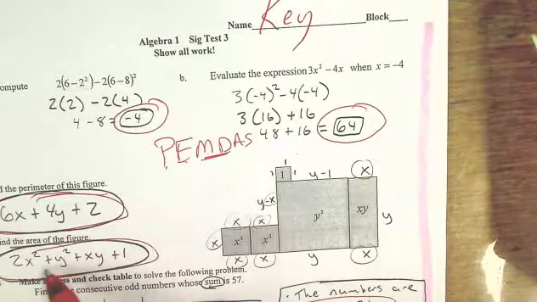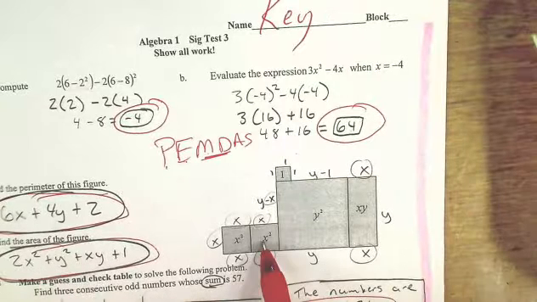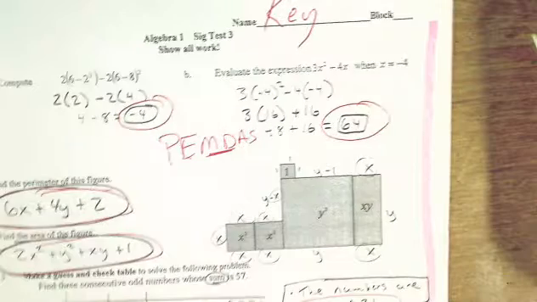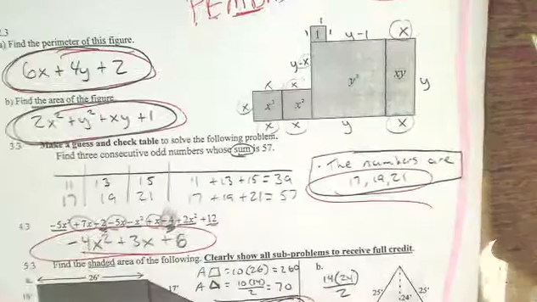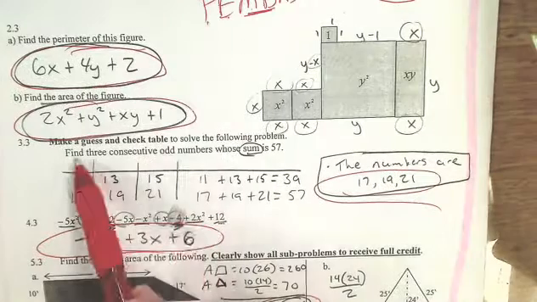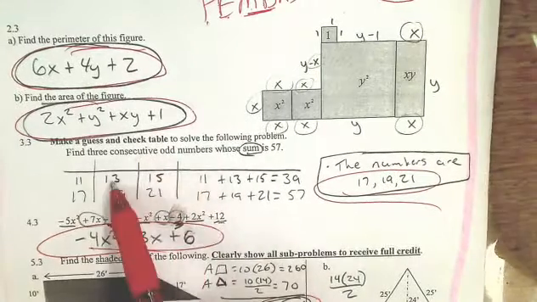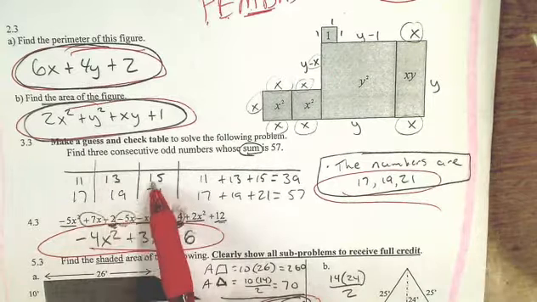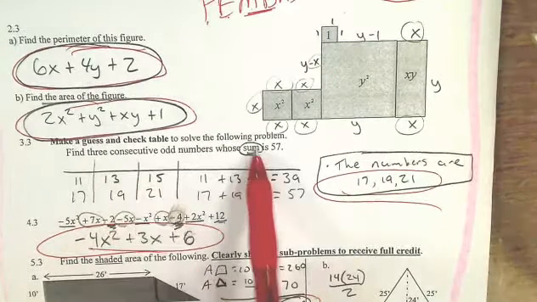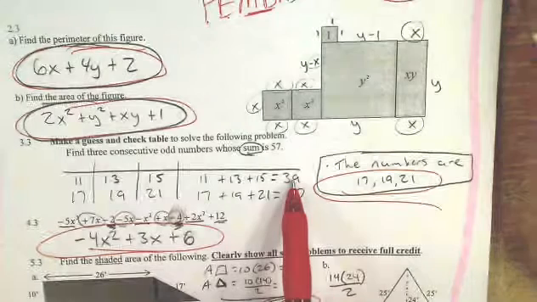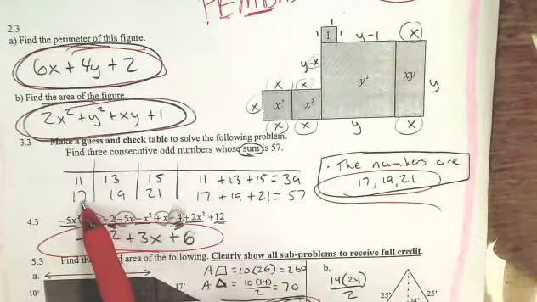Area is just combine all the like terms. And then find 3 consecutive odd numbers. Odd number, I picked 11. The next one is 13, the next one is 15. And that said sum, so you just add them all together, and there it is. And guess 17 next, and there it was.